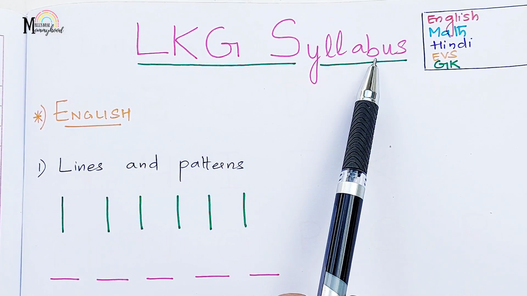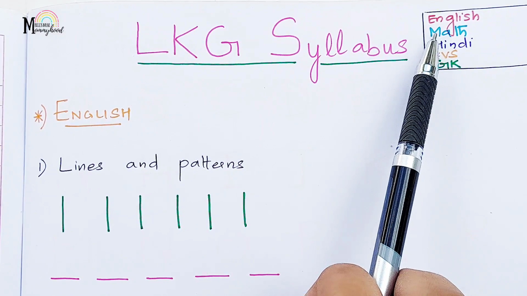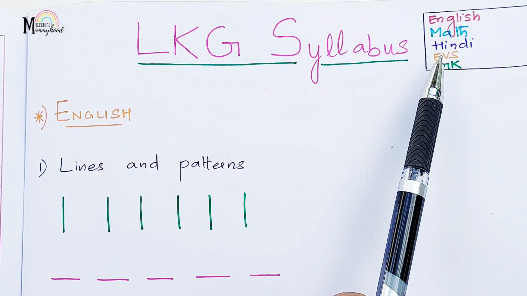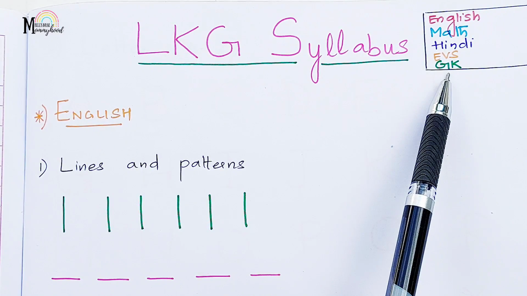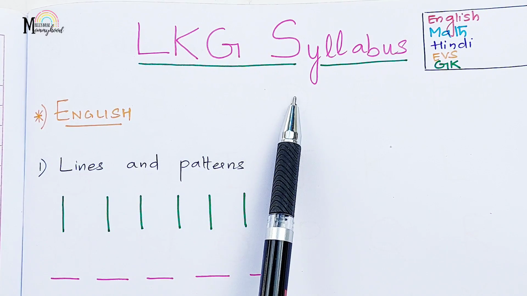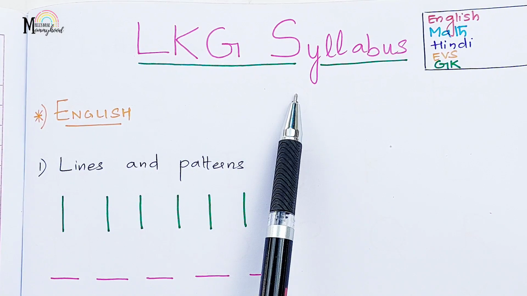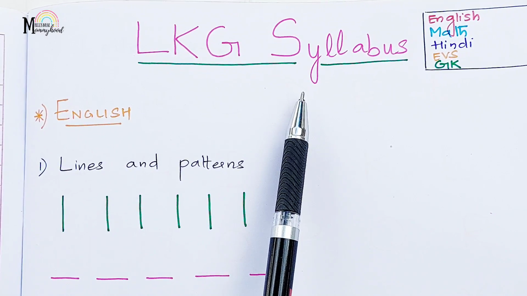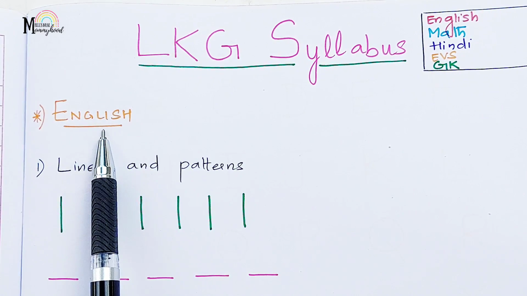that is usually followed in Indian preschools. We'll be talking about the subjects English, Math, Hindi, EVS and GK that the whole syllabus is usually divided into. This will be helpful for you if you are homeschooling your child or also to get a better idea of what your child will be learning for this particular year.